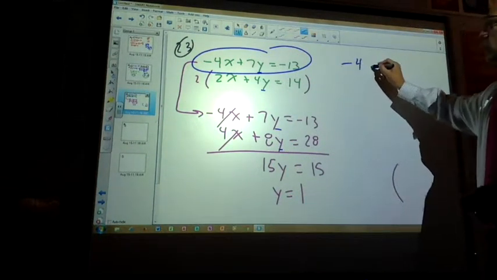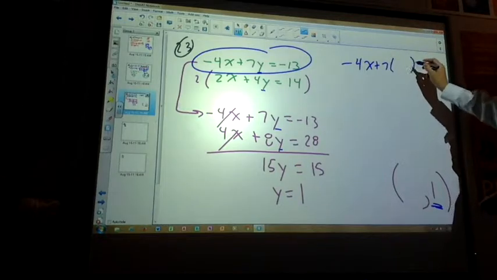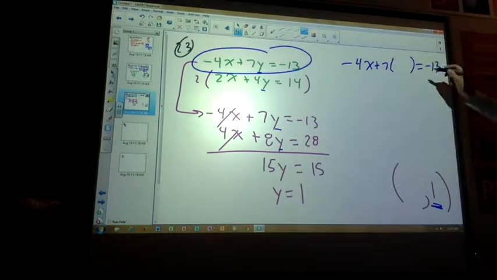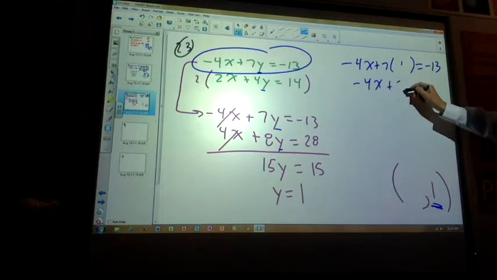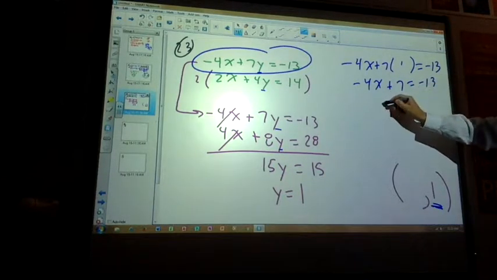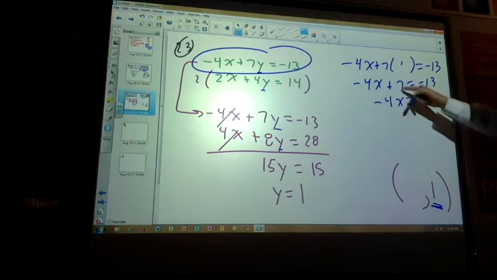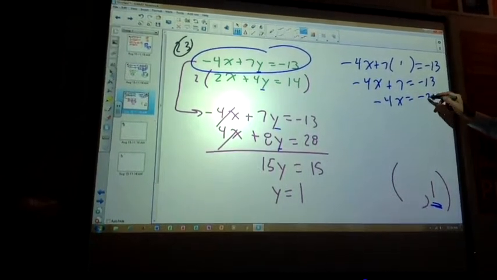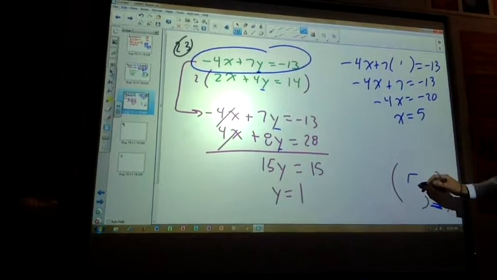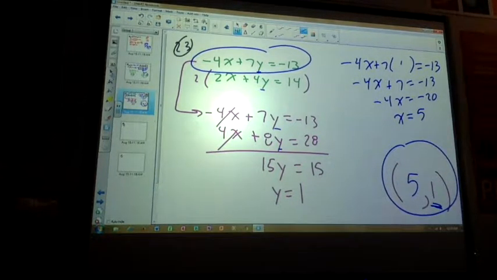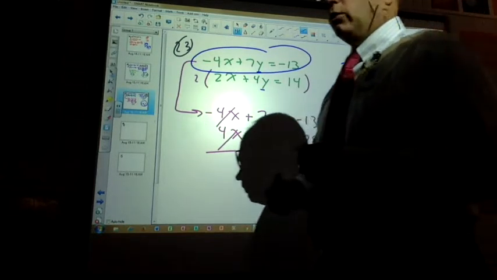I have negative 4x plus 7. There was a y there. What's going to go there now? 1. So I get negative 4x plus 7 equals negative 13. I'm going to subtract 7, so that gives me negative 20. I'm going to divide by negative 4, so that gives me positive 5. So 5 comma 1 is my solution to that problem. Again, if I were to graph it, those two lines would cross at 5 comma 1.